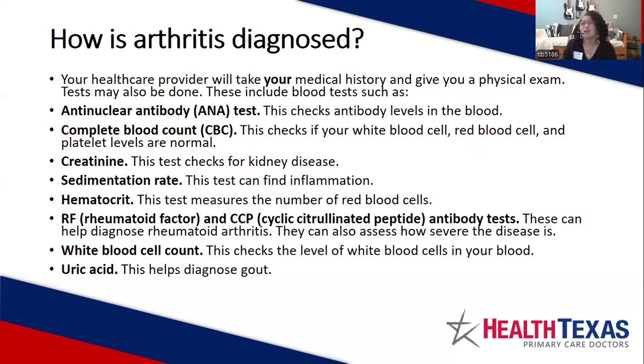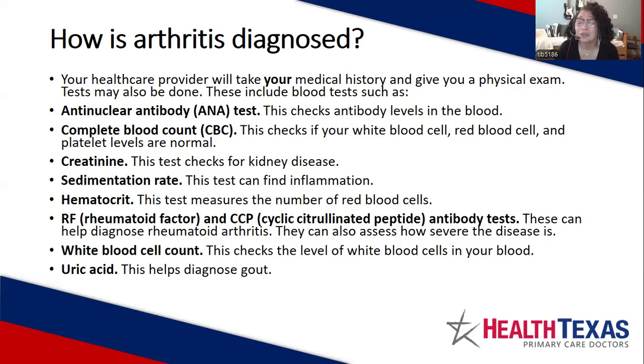So, how is arthritis diagnosed? Your primary healthcare provider will take your medical history and give you a physical exam. He or she may also order certain tests. They include blood tests such as an antinuclear antibody, an ANA test. This checks the antibody levels in the blood. There's a complete blood count. This checks if you have white blood cells, red blood cells, and platelet levels that are normal. If they are abnormal, this could be an indication that you are developing arthritis. Your creatinine levels. This test checks the kidneys for disease.